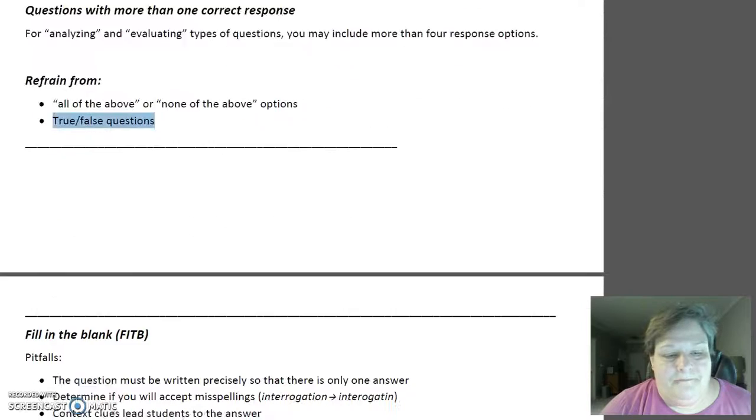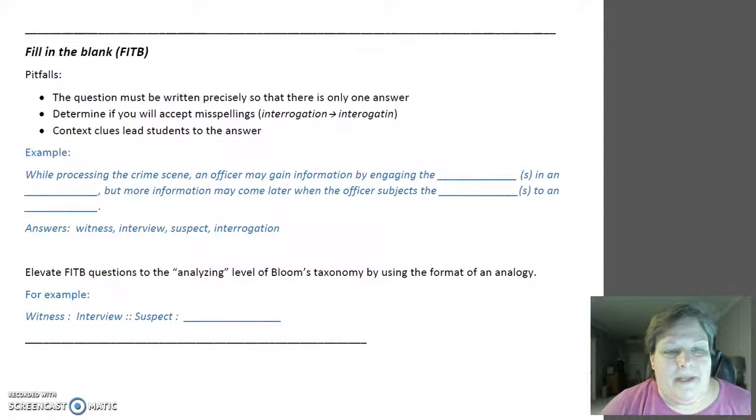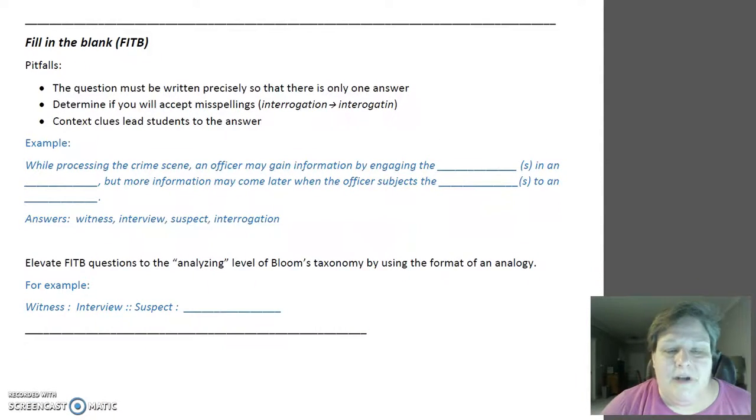Let's scroll down and look at fill-in-the-blank questions. Now, there are some pitfalls to fill in the blank. You clearly know when you're writing an exam question what the answer should be, but sometimes it's not clear to anyone else what the answer should be. So this is a good rule of thumb, is to have your instructional designer always go through and revise and review your fill-in-the-blank questions. You also need to determine if you're going to accept misspellings as correct answers.